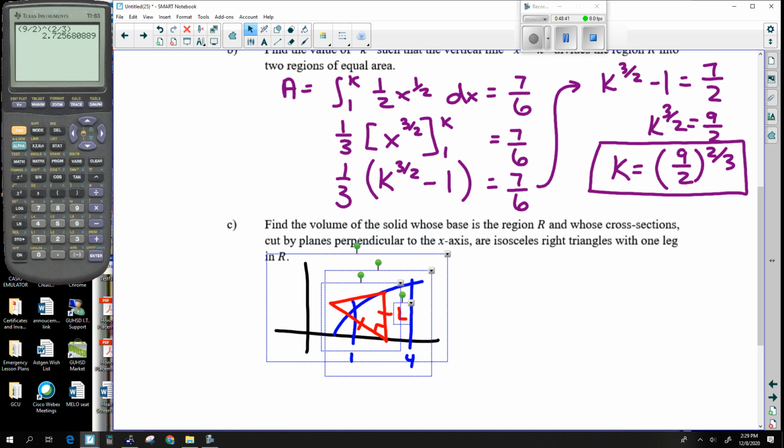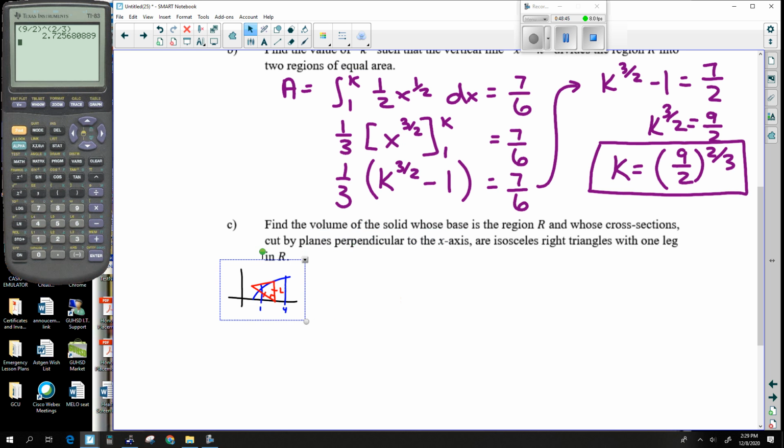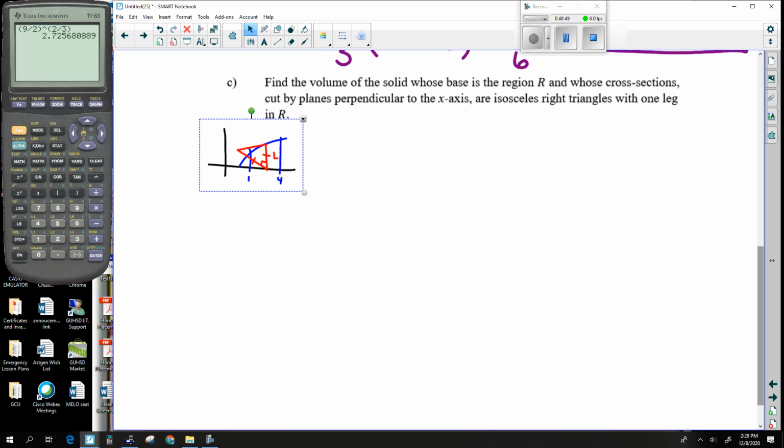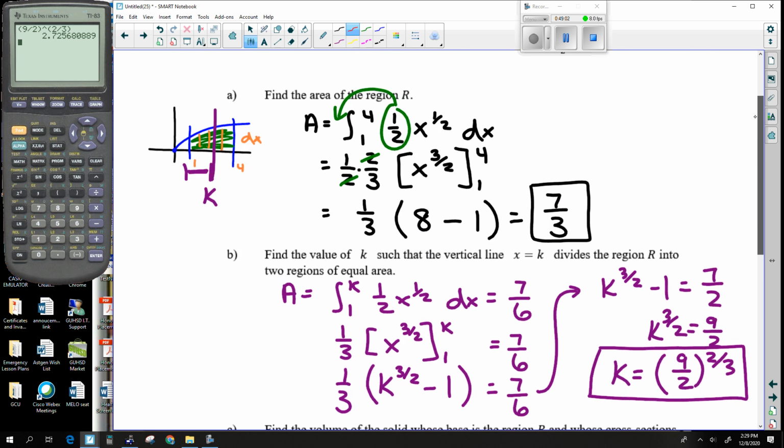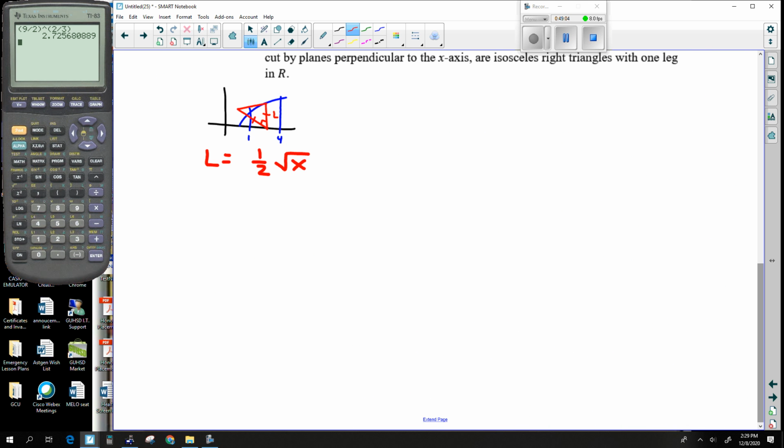Okay. So in case you still have a difficult time seeing what we're doing, this is what we're doing. That length across is just the y coordinate. So this is going to be 1/2 square root x. That's what that equation is, right? 1/2 square root x, yeah. That's the length across any particular part.